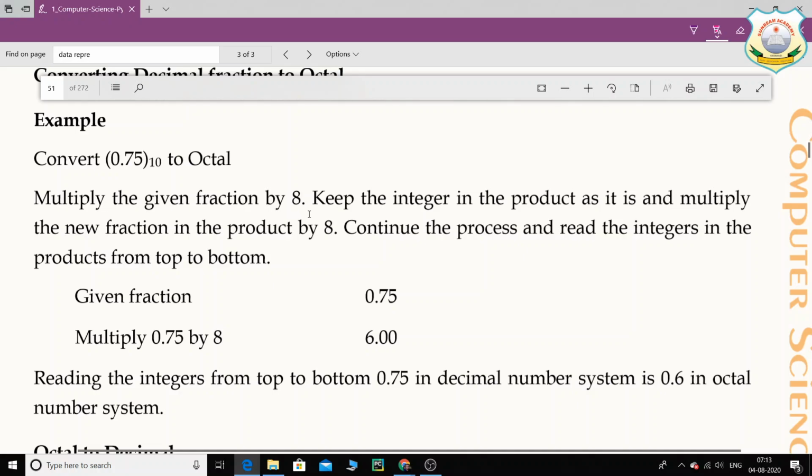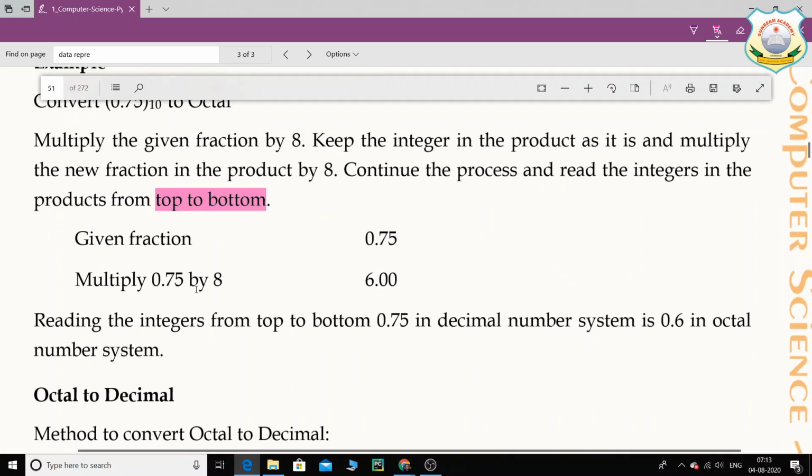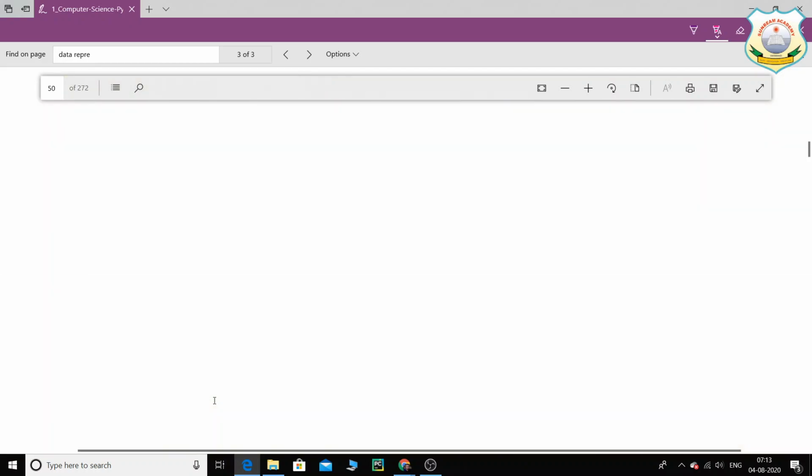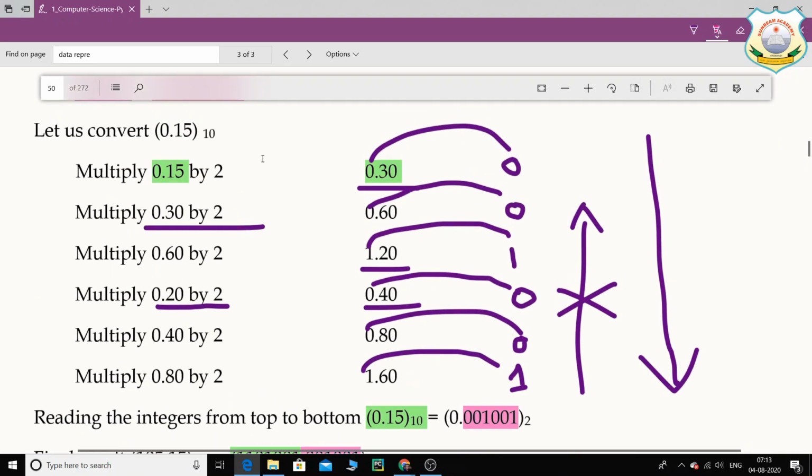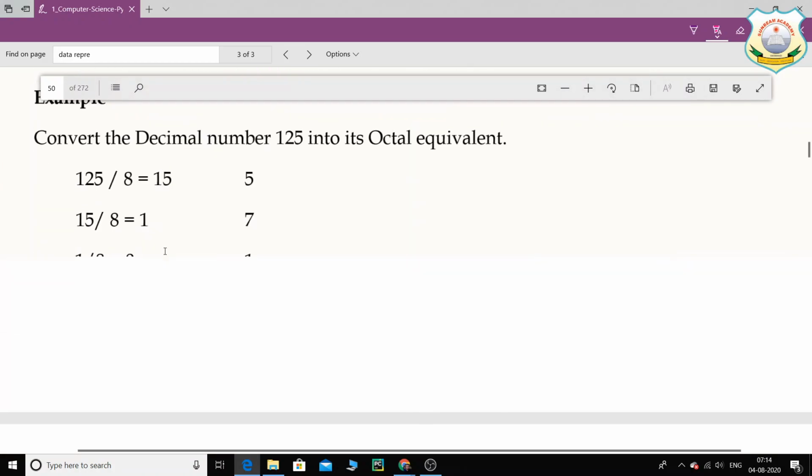Multiply the given fraction by 8, keep the integer in the product as it is, and multiply the new fractional part in the product by 8. This is the same procedure that we did for decimal fractional value to binary. Continue the process and read the integers in the product from top to bottom. Over here they have not shown the complete process. You can go till 6 steps, the same thing that we did over here. Over there it was 2, here it is going to be 8. Only keep on taking the integer part, and then again for the next step multiply the fractional part.